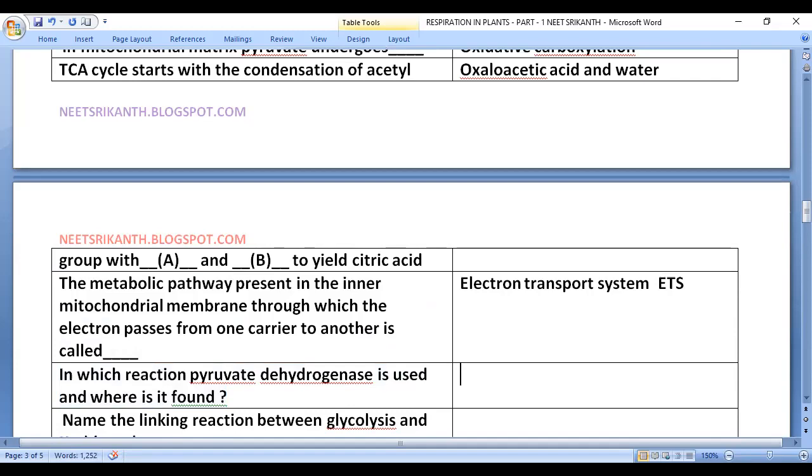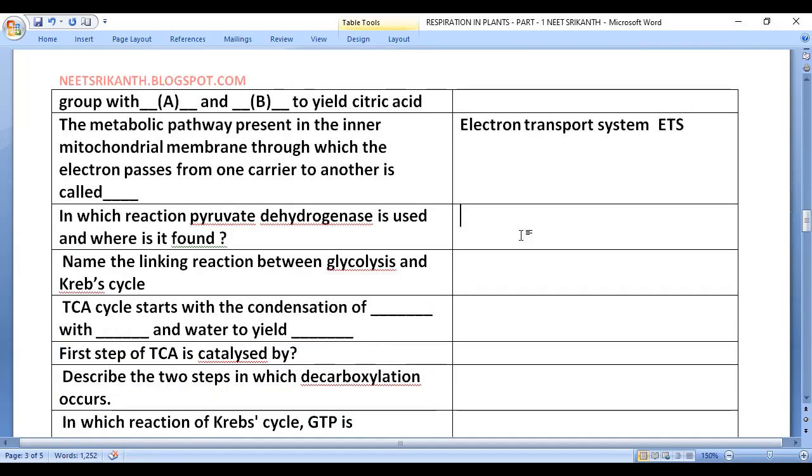In which reaction is pyruvate dehydrogenase used and where is it found? It is the enzyme used for converting pyruvic acid to acetyl coenzyme A, and it is found in mitochondria.